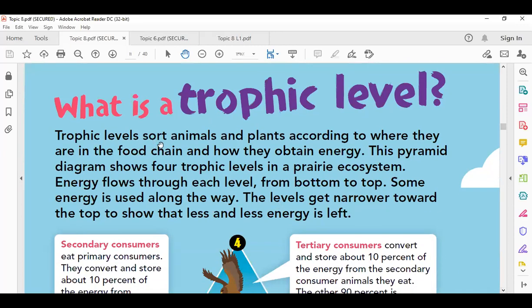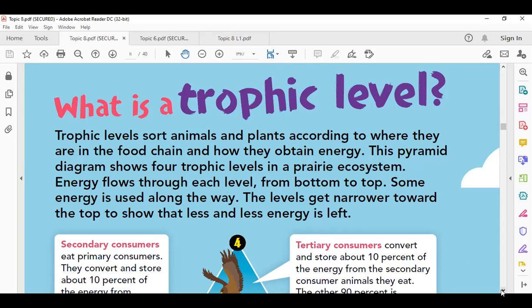Trophic levels sort animals and plants according to where they are in the food chain. As you know, a food chain is a diagram that shows which organism eats the other, and it represents the transfer of energy from one organism to another.